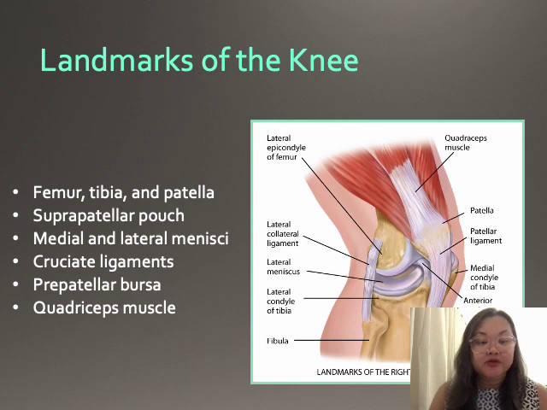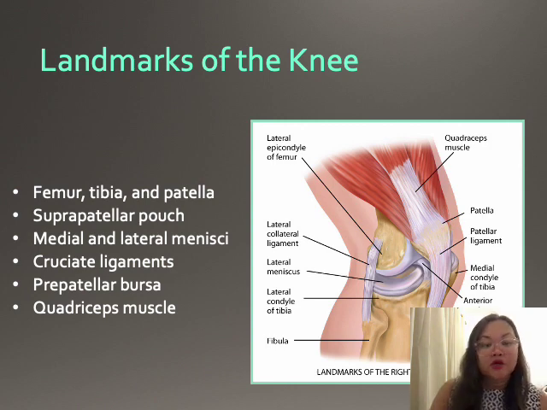Now the cruciate ligaments give anterior and posterior stability, and this helps control rotation. So if you ever heard of an ACL injury, this is what they're talking about. The anterior cruciate ligament is damaged. Collateral ligaments actually give medial and lateral stability, and it helps to prevent dislocation of the knee.